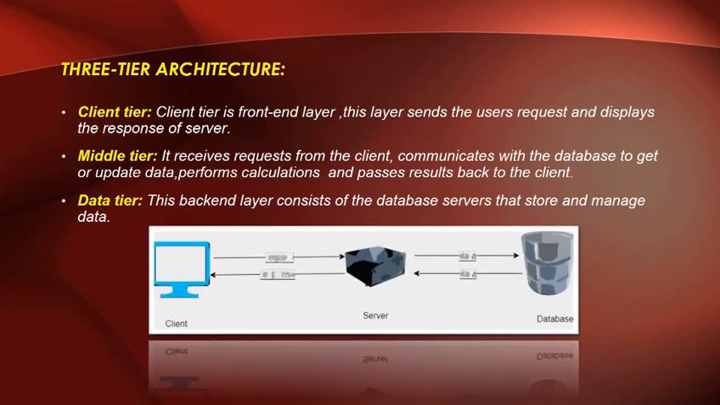Three-tier architecture. Here the client layer is the presentation layer, the front-end layer. This layer sends the user request and displays the response of the server. Middle layer: it receives the request from the client, communicates with the database to get or update the data, performs calculation, and sends the results back to the client. Data layer is the data access layer. This backend layer consists of the database management system that is used to store and manage the data that is available in the database.